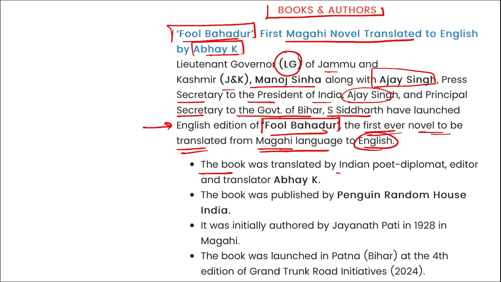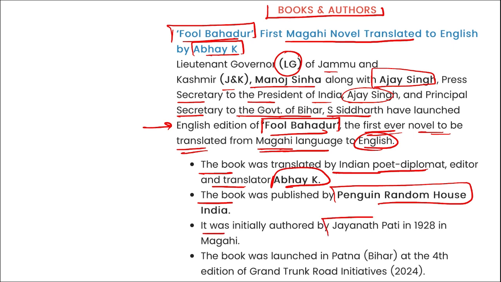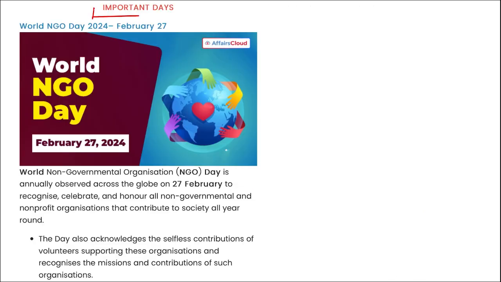This book was translated by Indian poet, diplomat, editor and translator Abhay K. The book will be published by Penguin Random House India, and it was initially authored by Jayant Pati in 1928 in Magahi. Right, next is important days.